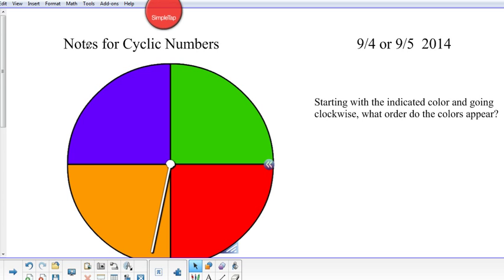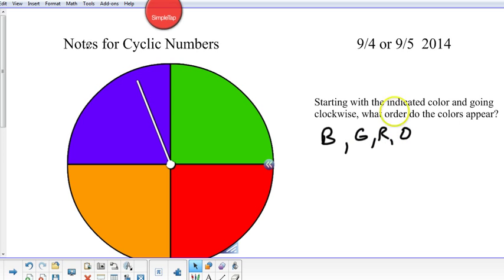So, if I take a look at the spinner that I have here on the screen, starting with the indicated color and going clockwise, what order do the colors appear? Well, it looks like I'll call that blue. So it looks like blue, green, red, and then orange.